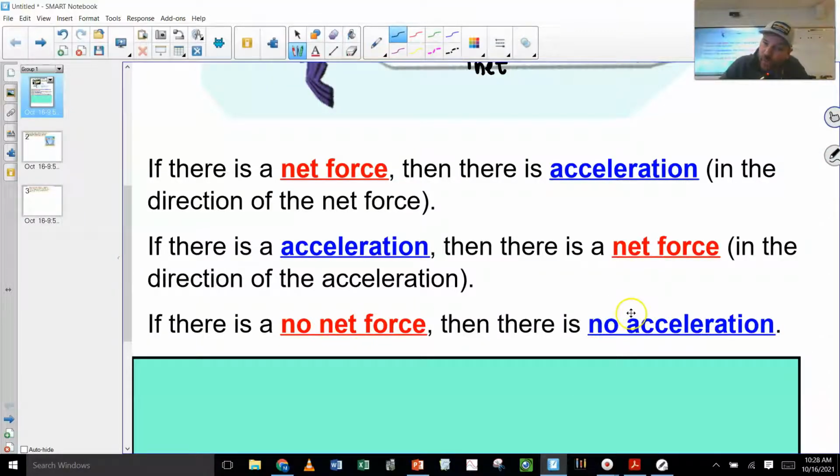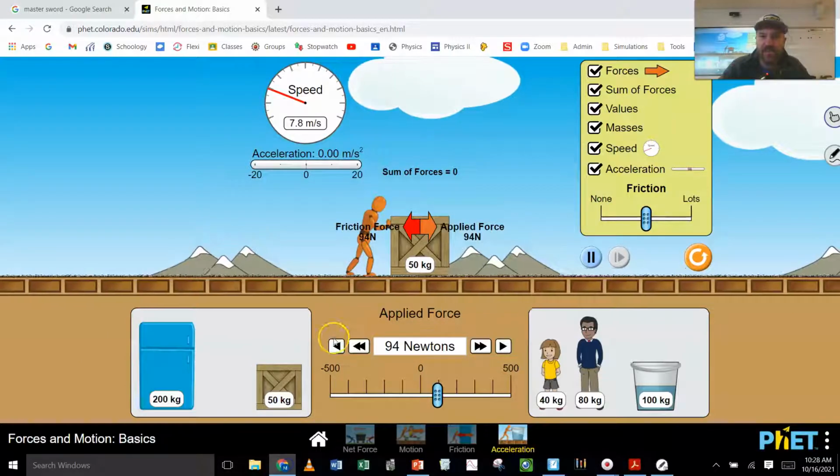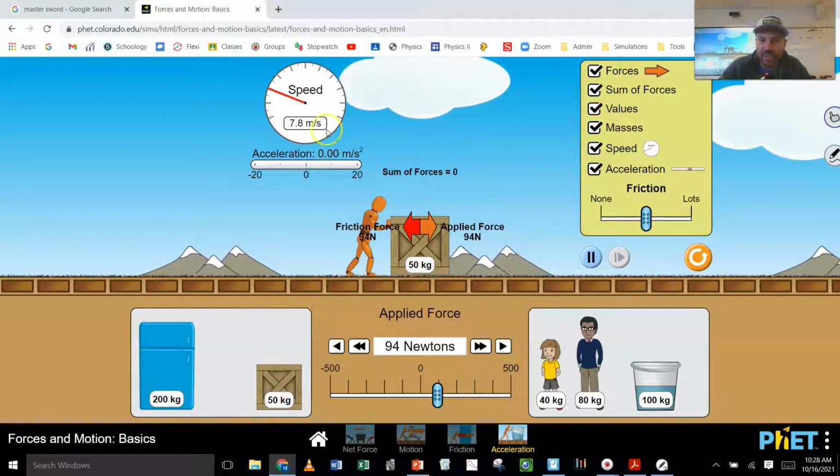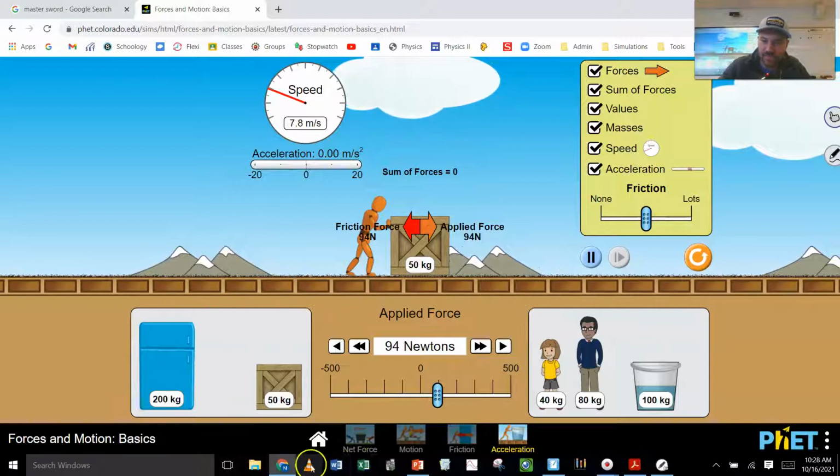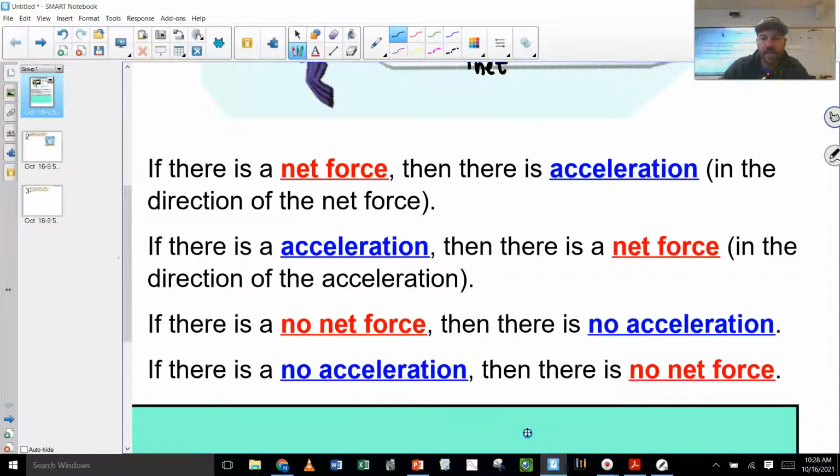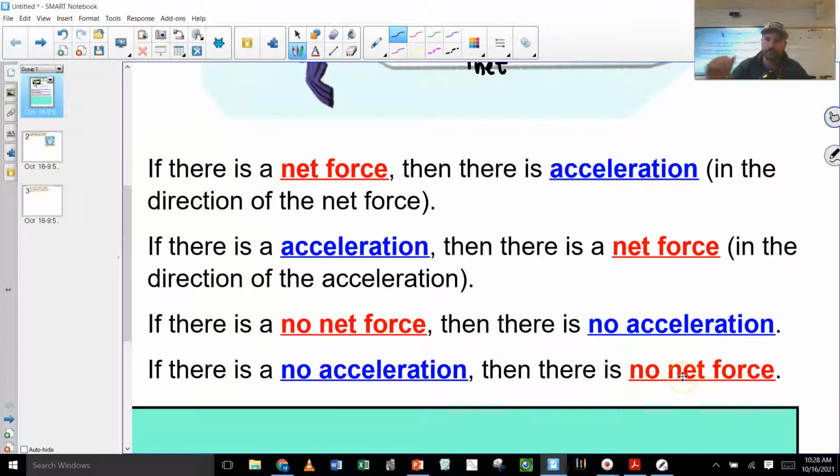If there's no net force, there's no acceleration. That's the main idea. That's the big idea from this whole thing. If there's no net force, there's no acceleration. The acceleration is equal to 0. And if you have no acceleration, then there's also no net force. All right. These statements are super important. And you always look for acceleration. If there's no net force, then there's no acceleration. If there is a net force, then there is acceleration in the direction.